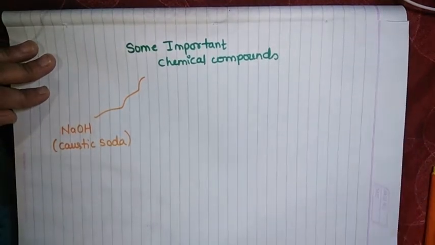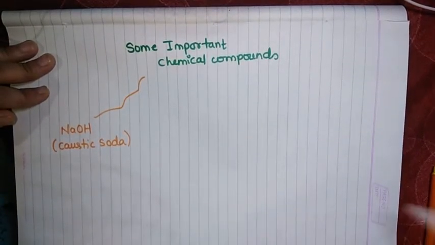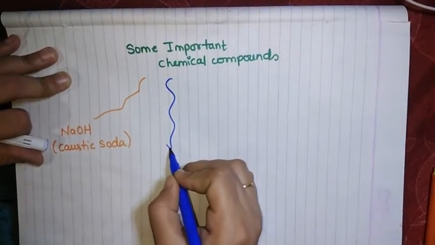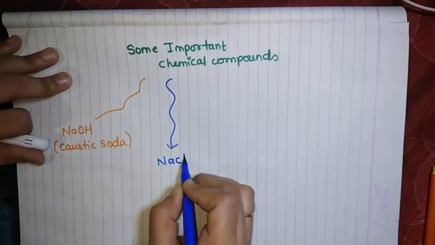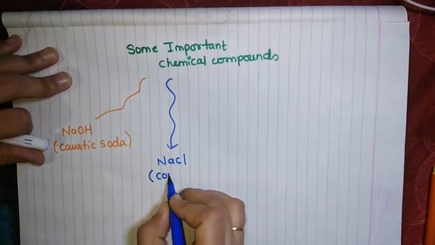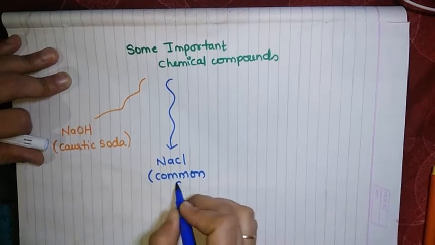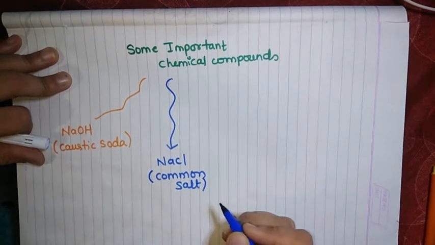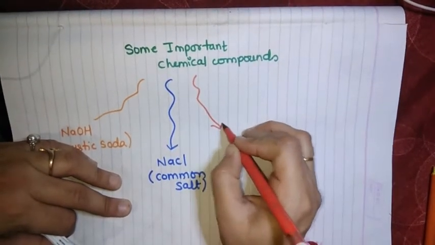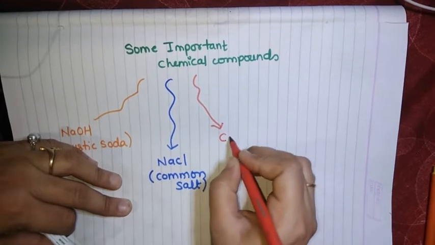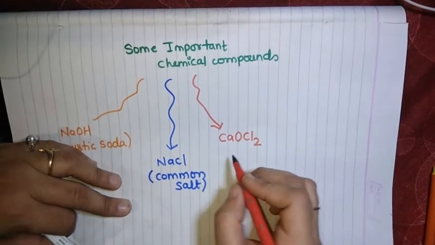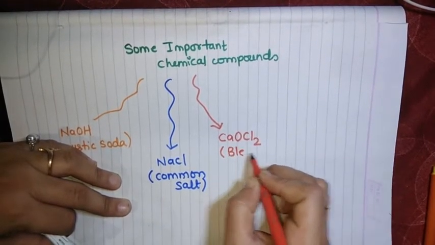Another one that we will be learning about is NaCl, that is sodium chloride. The name other than sodium chloride is common salt, or we can say that it is table salt. Another one is bleaching powder. The formula is calcium oxychloride, that is CaOCl2. The name is bleaching powder.